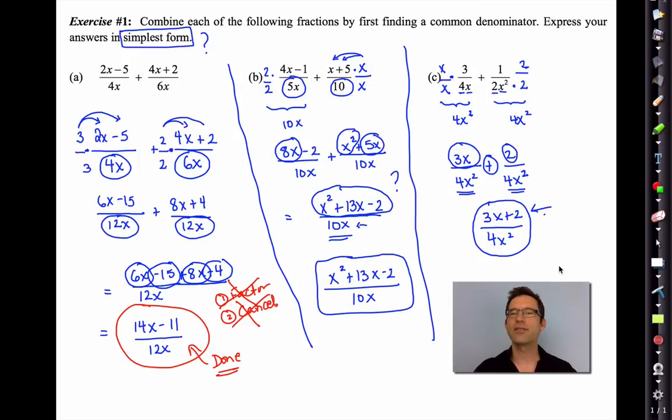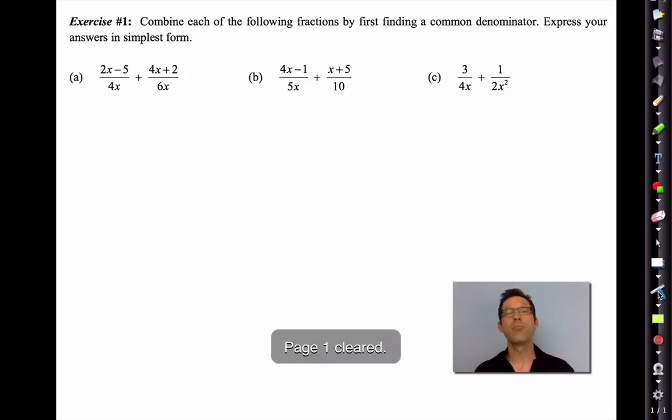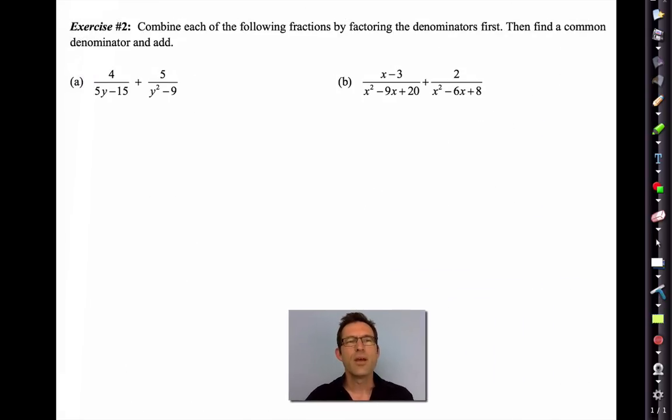Okay, let's get rid of the text and then let's move on to problems that are a bit more challenging, a bit lengthier. Now, once we have more complicated fractions, as we do in exercise number 2, it is almost always best to factor basically everything that can be factored. And let me show you why. Let's take a look at letter A.